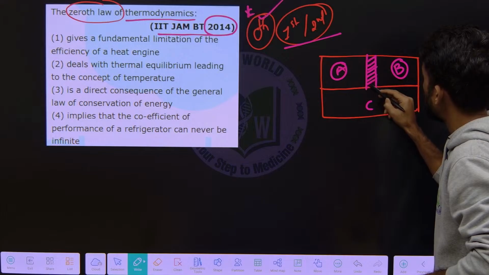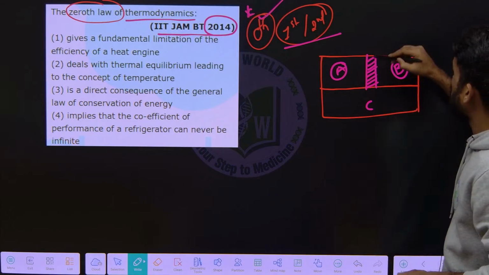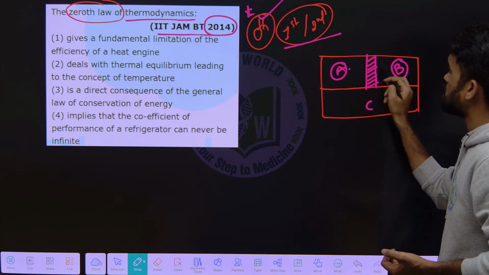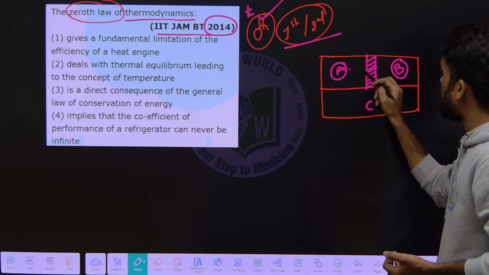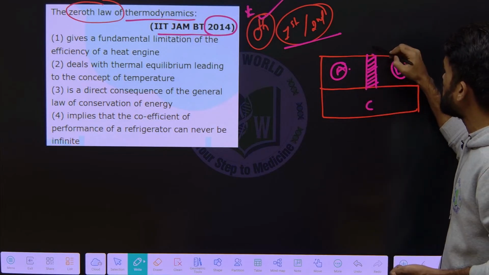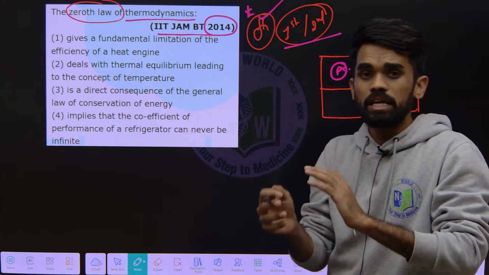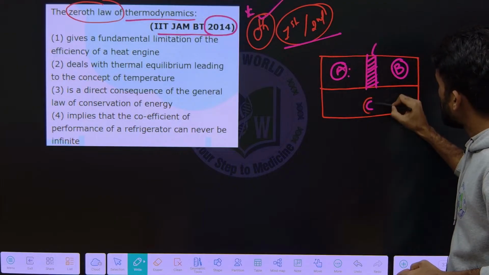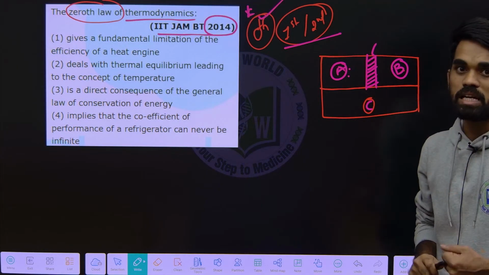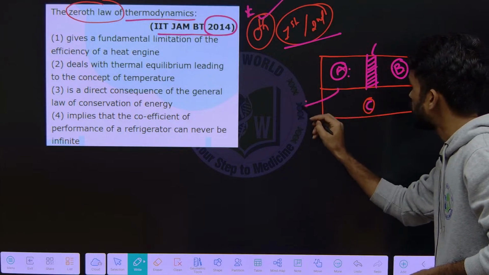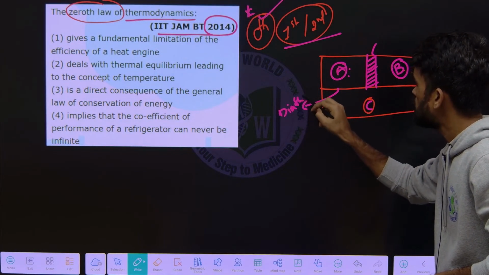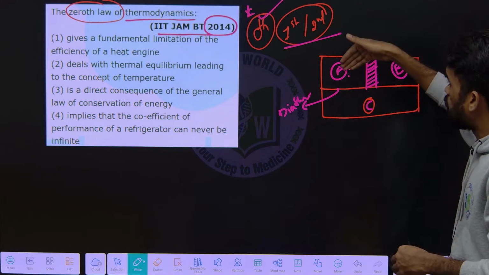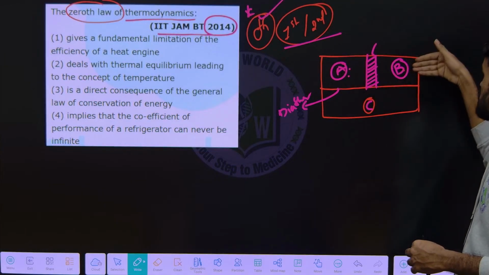That's why I told you the basic terms. What do we mean by an adiabatic wall? There is no exchange of heat between system A and system B through this wall, because it is an adiabatic wall. It will not allow the transfer of heat from here to here. Now A and C, and B and C, are in thermal equilibrium, which means this red colored wall is a diathermic wall, which allows the transfer of heat from system A to system C and from system B to system C.